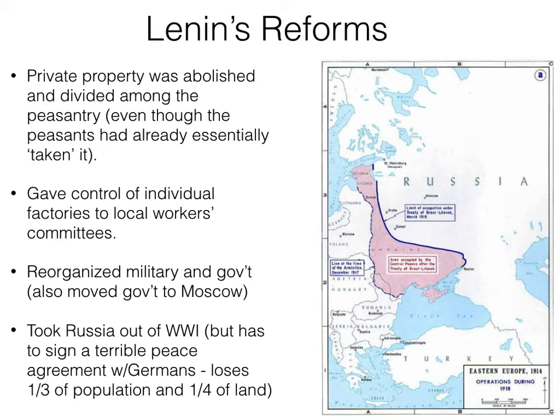And so he also signs a peace treaty with the Germans to get Russia out of World War I, because he realized that there was no way for them to really win, and that the war was essentially causing more problems for him as he tried to get things under control. Now the problem is that the peace agreement that he signs with the Germans is horrible for Russia. They lose a third of their population, basically in the Ukrainian part of Russia, and they lose about a quarter of their land. So the peace agreement that they sign is really bad.